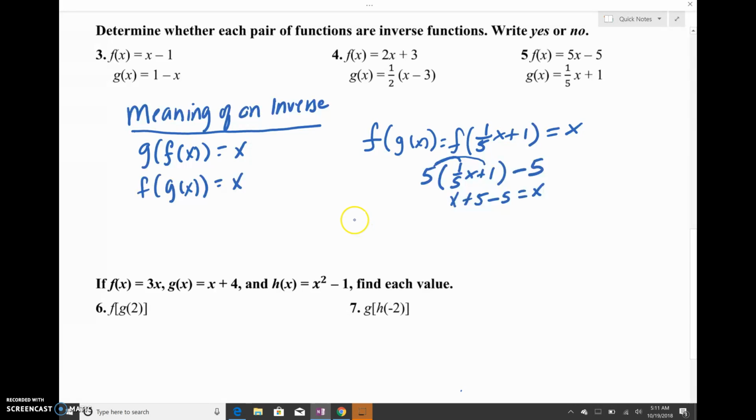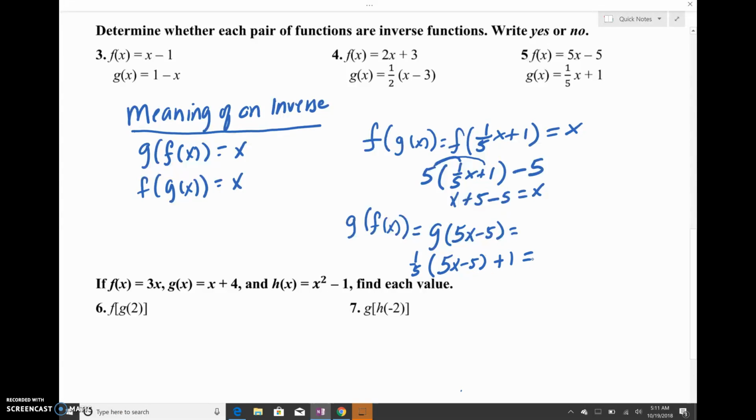Now we have to determine g of f of x. So now we're going to input f of x into g. So f of x is 5x minus 5. Therefore, we have 1/5, open parentheses, times x. So in this case, it's 5x minus 5 plus 1.